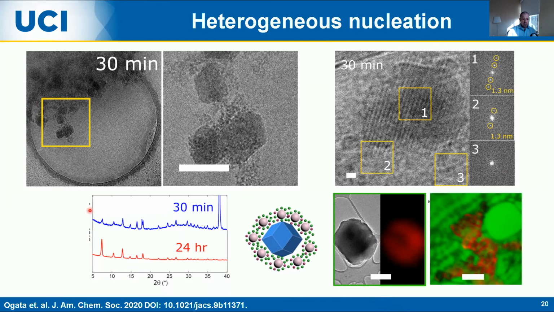We can also confirm that with XRD. At the 30-minute time point, we have a mixture of a crystalline phase and this amorphous phase. At the end, after 24 hours, our final product is purely crystalline. What we believe is that this is a surface addition process. Crystallization occurs at the surface of these crystals. We also confirmed that with fluorescence microscopy, where we can clearly see the biomolecules located on the surface of these crystals.